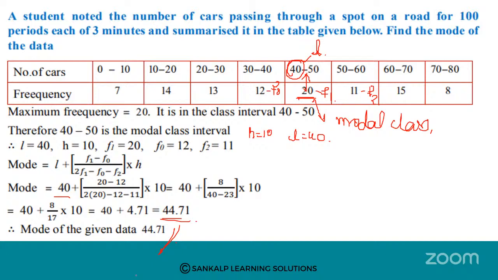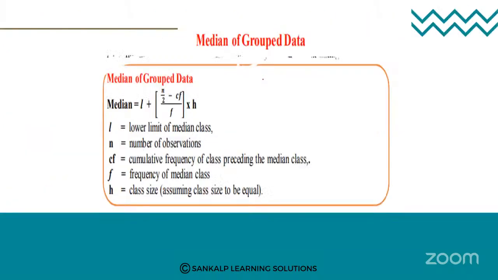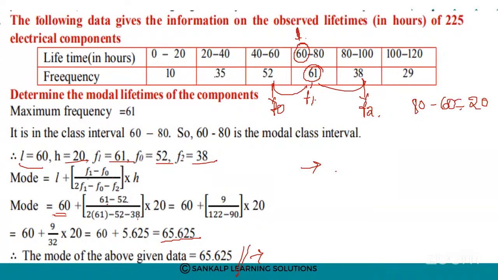In order to find the mode, first we should observe which value is the maximum frequency. That frequency we call the model class or model class interval. This value is L, 12 is F0 and 11 is F1, and the class size is 10 here. This we solved yesterday. Here also the maximum frequency is 61, the preceding frequency F0 is 52 and the succeeding frequency is 38, and the class size is 20. The lower limit is 60.